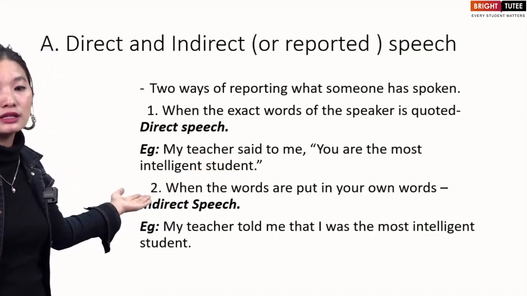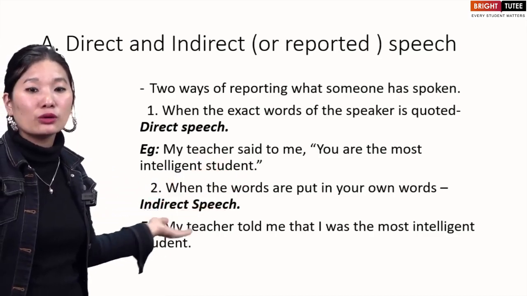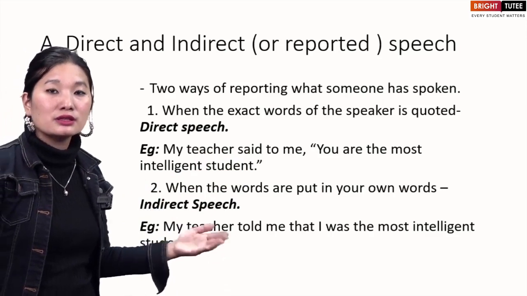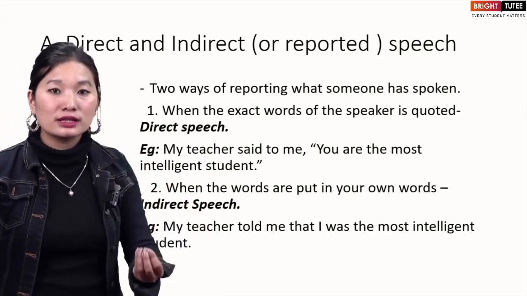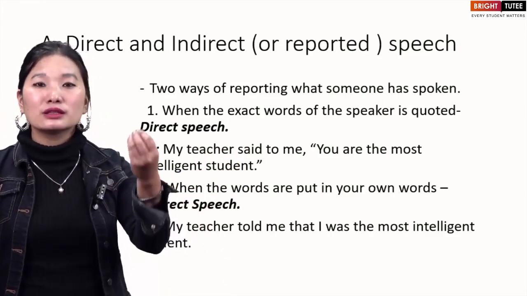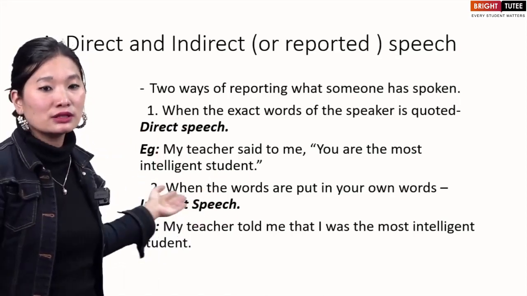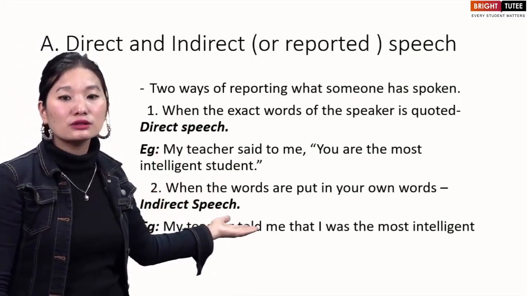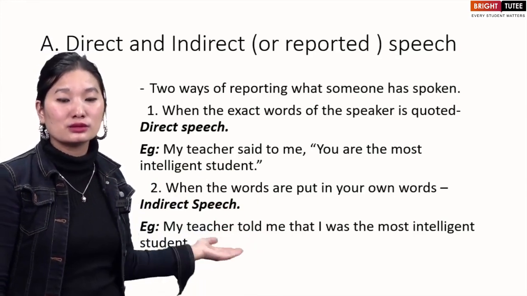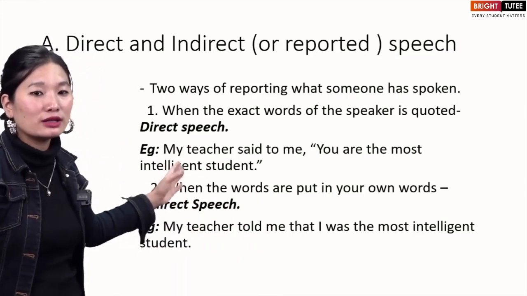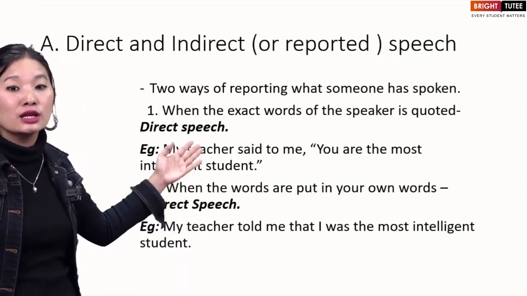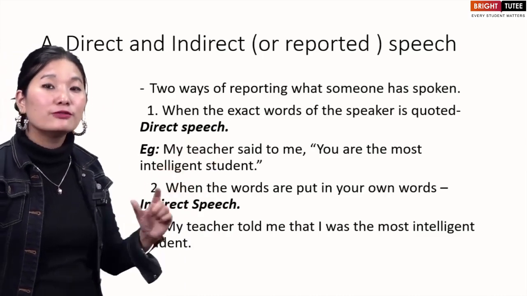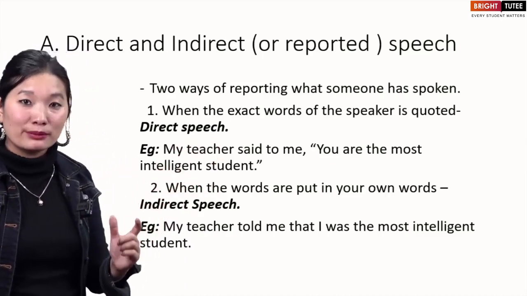And the second one is when the words are put in your own words. Instead of reporting the exact words that someone said to you, you can convert them into your own words. Like, my teacher told me that I was the most intelligent student. I want you to have a look at these two sentences and see the difference. You are the most. Verbs are always important in grammar, okay?